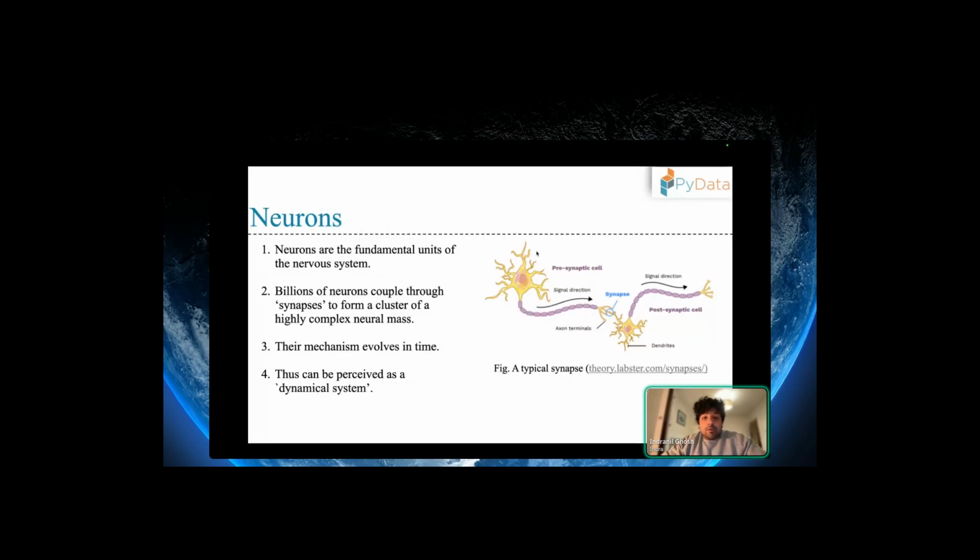The neuron on the left is called the presynaptic cell, which is before the synapse, hence the name. The neuron on the right is called the postsynaptic cell, the neuron which has received the signal from the previous neuron through the synapse. The functional form of this synapse can be quite complicated, and that gives rise to coupled time series from neurons. Their mechanism evolves in time, and thus they can be perceived as a dynamical system. So you can build mathematical models and study the time series from these models.